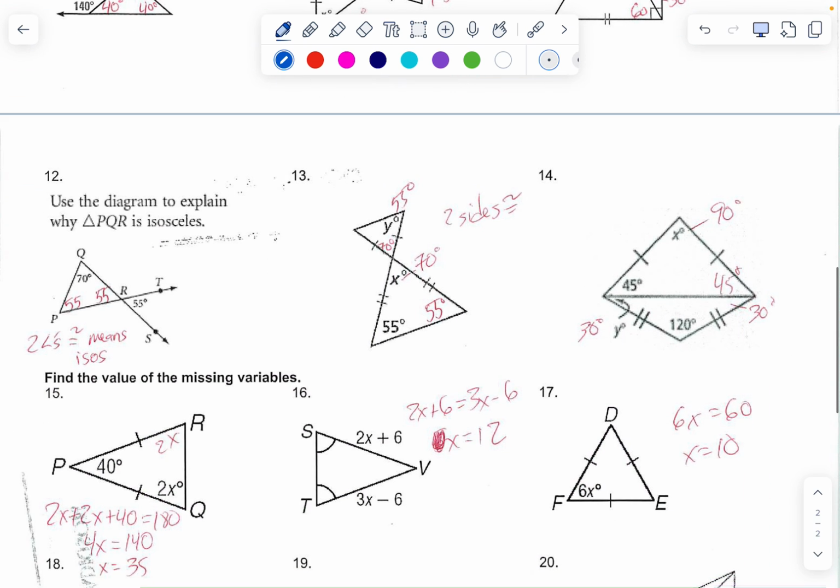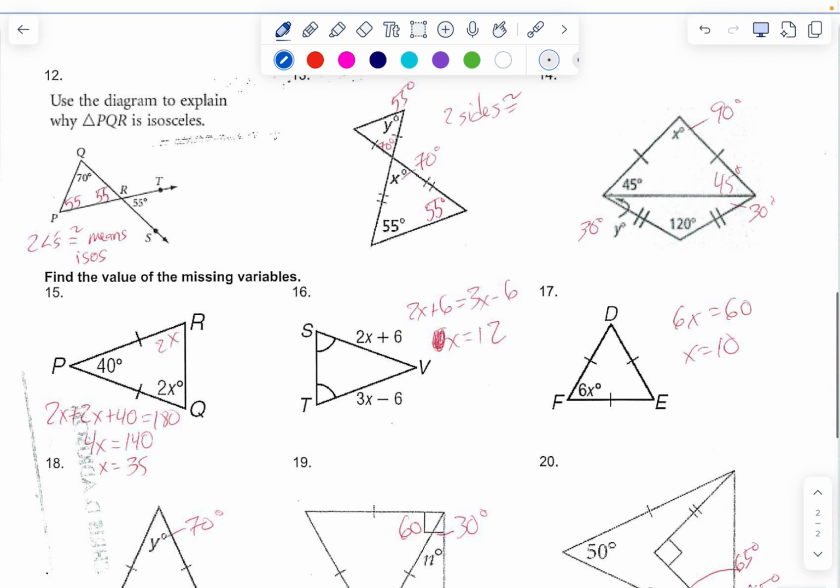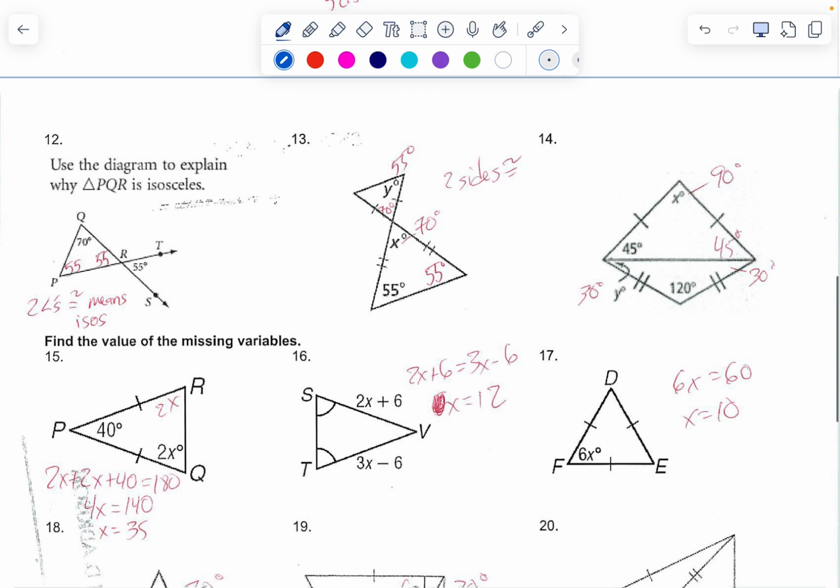Okay, flip. Number 12. So it says, explain why it's isosceles now. So if we find angle P and angle QRP, they're both 55. And so that makes this isosceles. And then number 13. X is 70, y is 55. 14. X is 90 and y is 30.